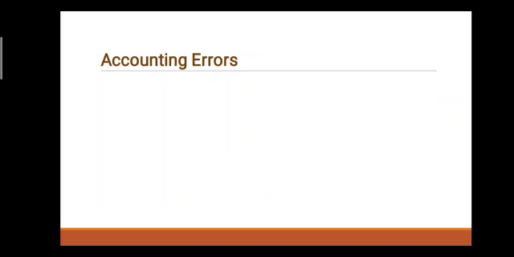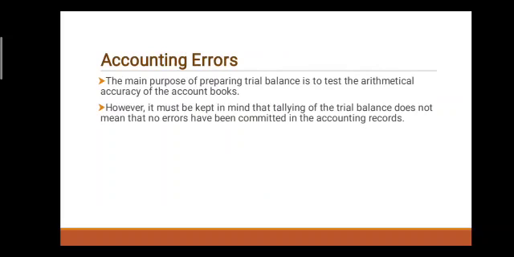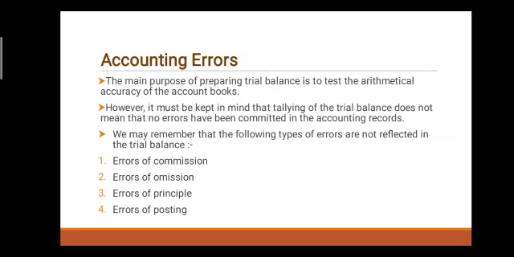Next point, accounting errors. The main purpose of preparing trial balance is to test the arithmetical accuracy of the account books. However, it must be kept in mind that tallying of the trial balance does not mean that no errors have been committed in the accounting records. We may remember that the following types of errors are not reflected in the trial balance. First, errors of commission. Second, errors of omission. Third, errors of principle. Fourth, errors of posting. Fifth, compensating errors. We will discuss one by one.